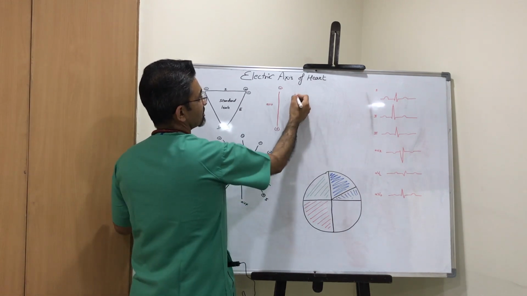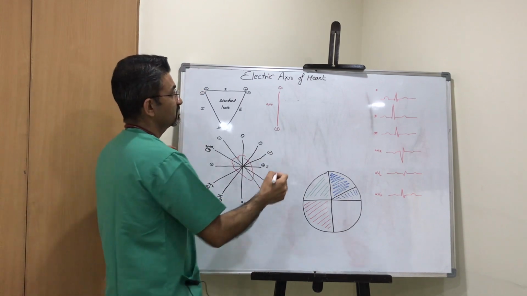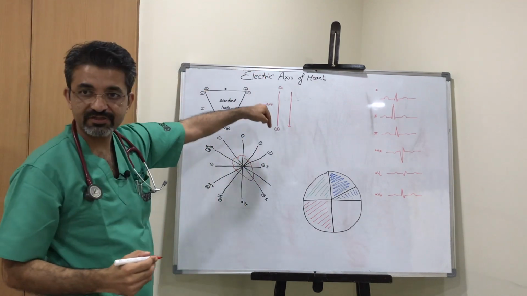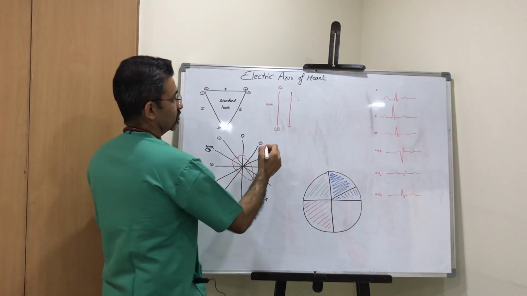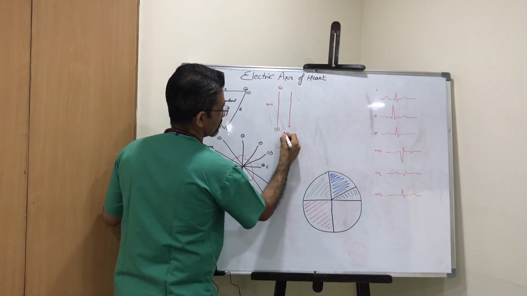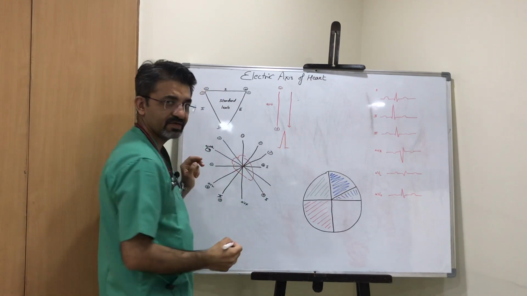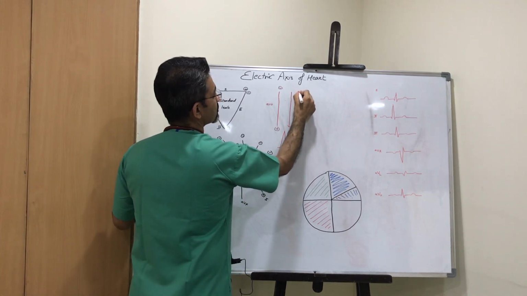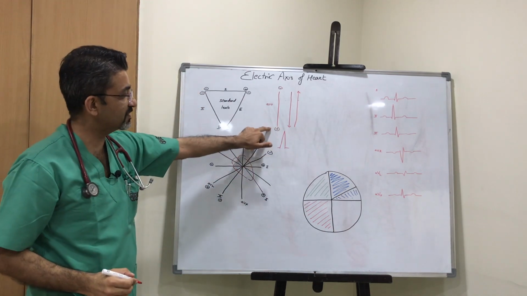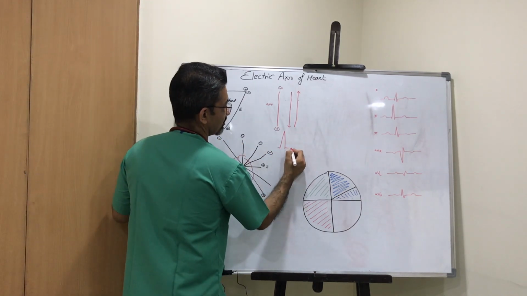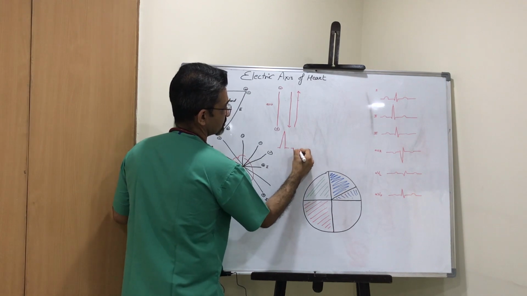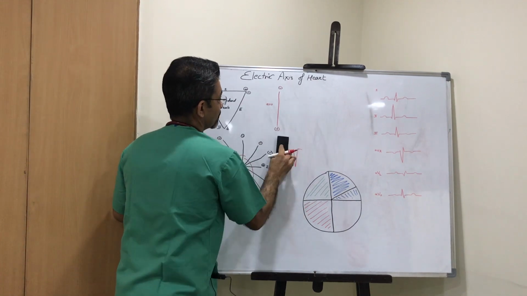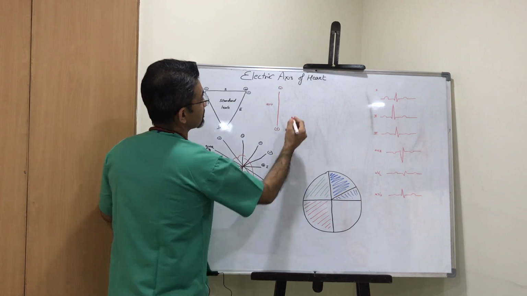I plot the QRS according to the vector. Suppose the vector is moving like this towards the direction of the positive electrode, so the QRS would be positive, no doubts. Suppose the vector is moving like this, opposite from the positive electrode of this lead, the QRS will be like this. This we have already discussed.